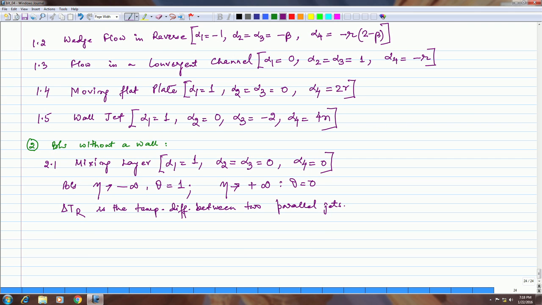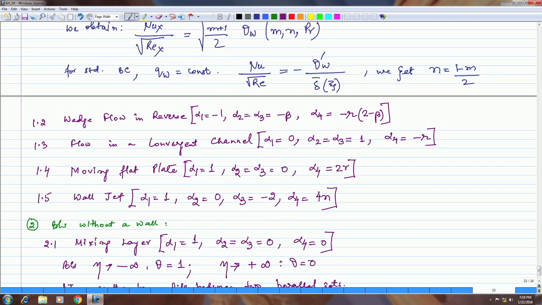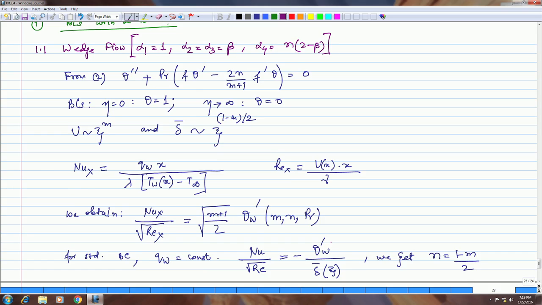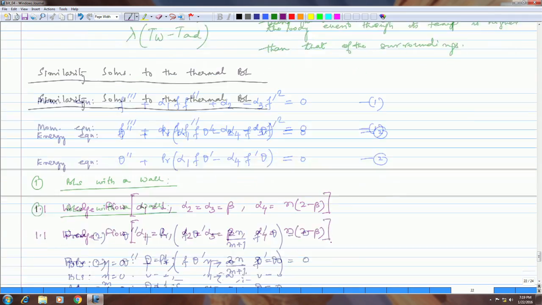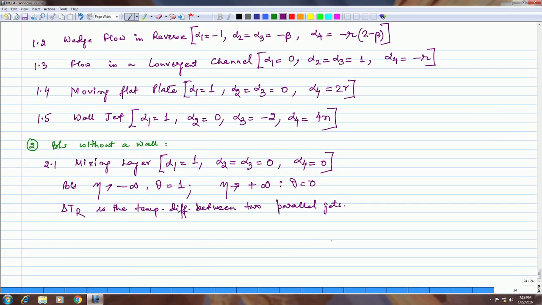So the computer code understands that you're giving it some values for the constants alpha 1, alpha 2, alpha 3, alpha 4. Then you give it the boundary condition: if eta goes far off on the negative side, theta is 1, and if it goes far off on the positive side, theta is 0. So theta is your non-dimensional temperature difference, right?